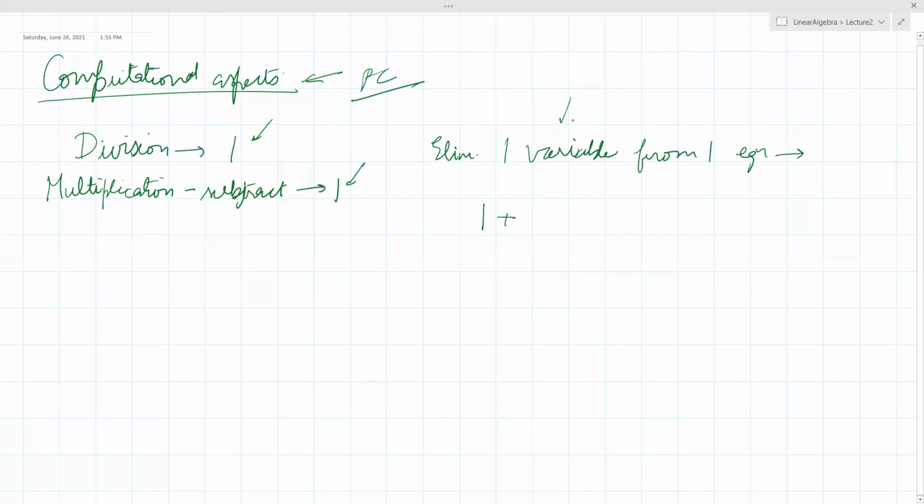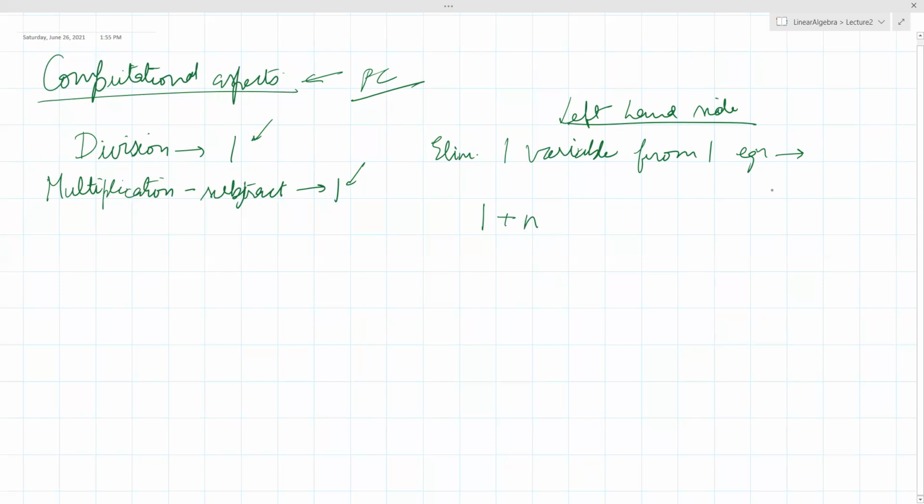Let us look at only the left hand side right now, not the right hand side. How many multiplications do we require? There are n terms in each, so we require n multiplications, isn't it? The number of elements. We require n multiplications and the same number of subtractions. So when we are calling multiplication-subtraction as one step, we'll have 1 plus n as the total number of steps for removing one variable from one equation.